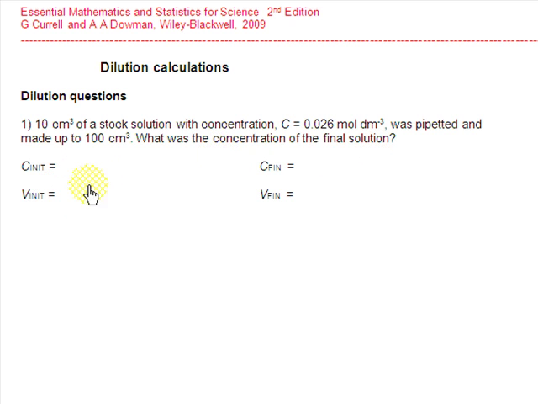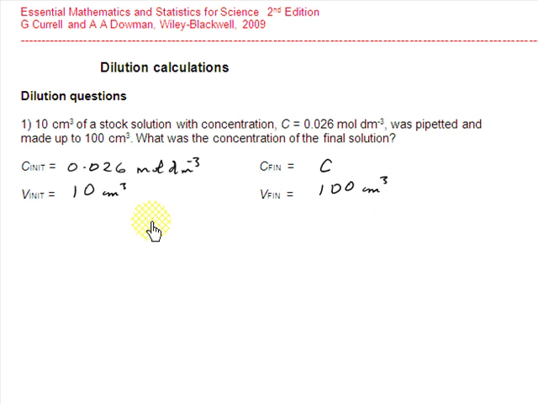The first thing we have to do is to write down the values of the four variables in our dilution equation. And looking at the question, we can see that the stock solution concentration is given, which is 0.026, and that is moles per decimeter cubed. We're told the volume of the stock solution, V initial, which is 10 centimeters cubed. And we have to calculate the concentration of the final solution, so this is C final, so that is the value we have to calculate. And we're told the volume of the final solution, V final, is 100 centimeters cubed.